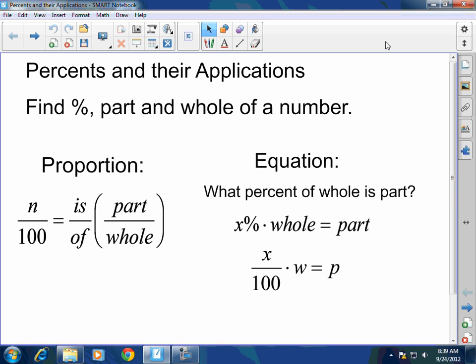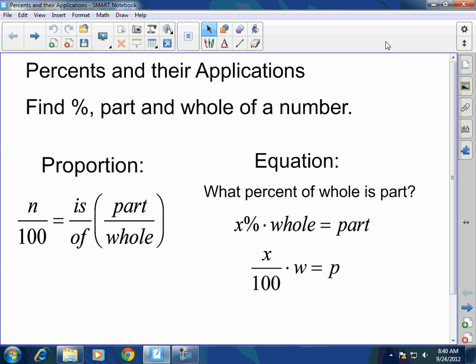Percents are really, really important. And in order to find a percent, a part, or a whole, we're going to be using either a proportion or an equation. It really depends on preference. I don't like to teach just one way because what works for me maybe does not work for someone else. So there are two ways that I know of. One that I find easier, but again, it doesn't matter what I find easier. It matters what you find easier, okay?